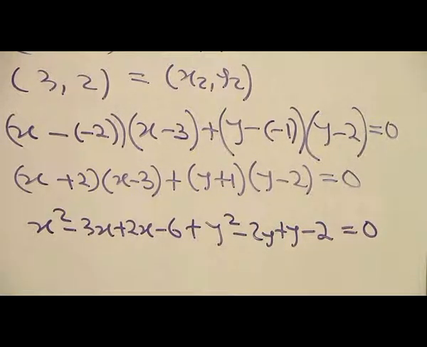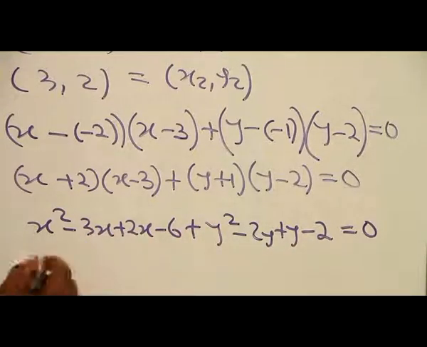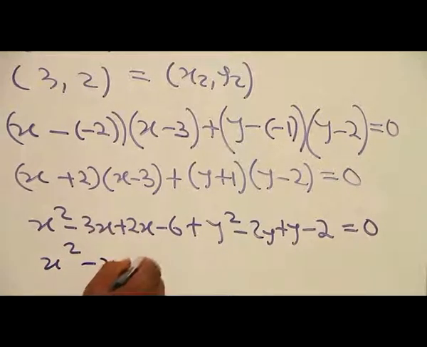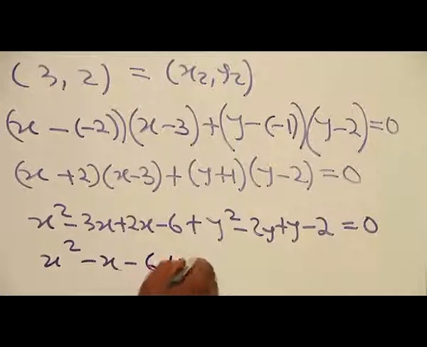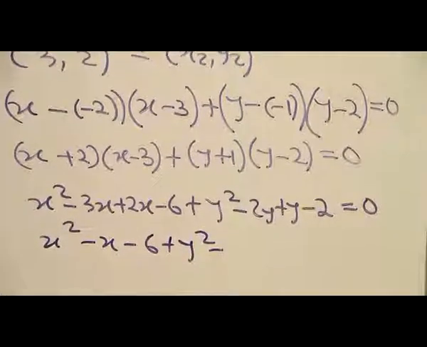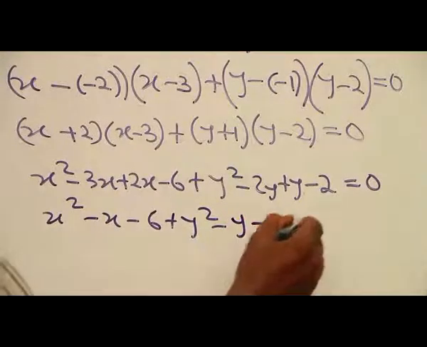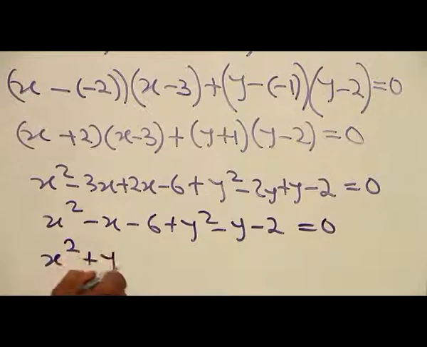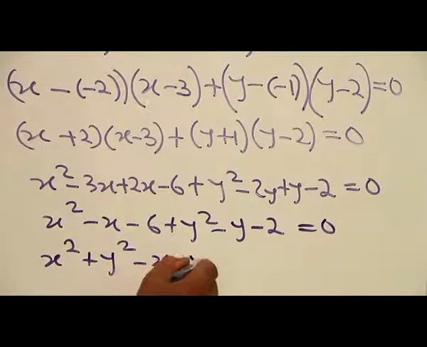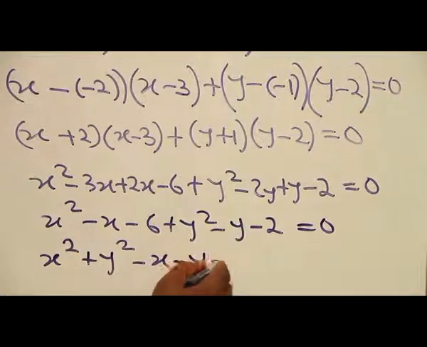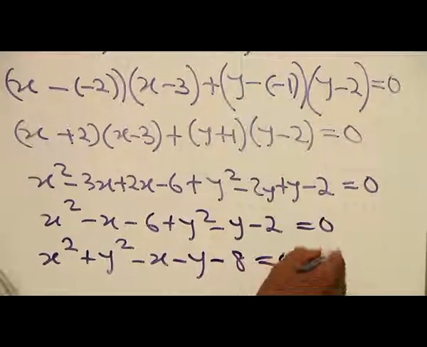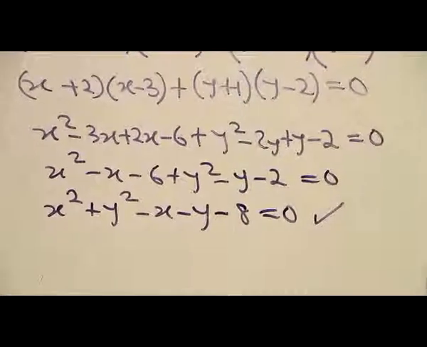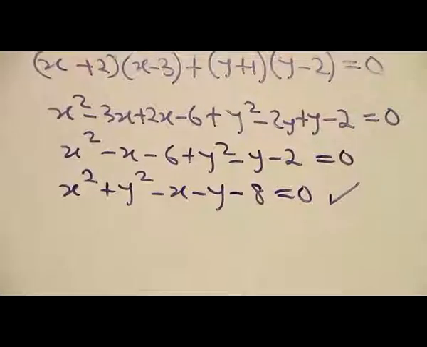Alright. We now write this in the standard form. First of all, let's simplify. We have s squared, minus 3s plus 2s, which will give you minus s. We have minus 6. We have plus y squared. We have minus 2y plus y, which will give you minus y. We have minus 2, and that is 0. So, in the standard form, we have s squared plus y squared minus s minus y. Minus 6 minus 2 is minus 8. Everything equal to 0. And that gives you the equation of the circle that has those points as the endpoints of the diameter of the circle.